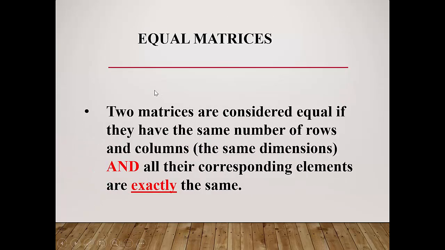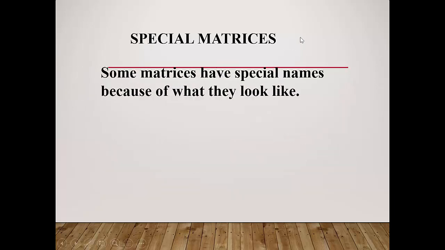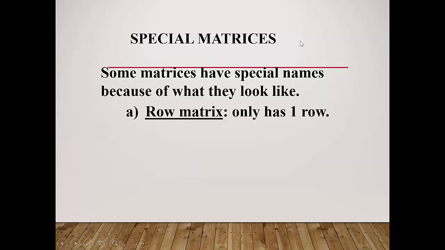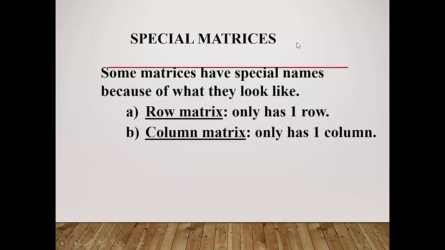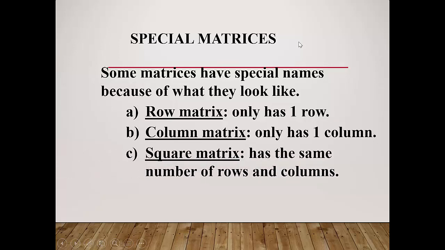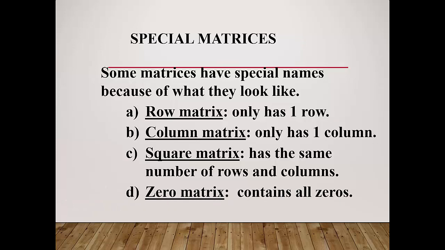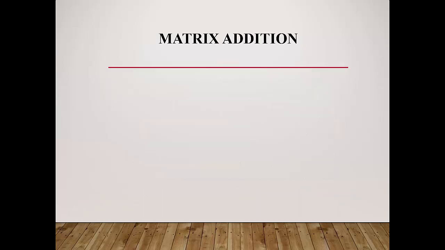An equal matrix just means it has the same number of rows and columns, and all the corresponding elements are exactly the same. So all the same numbers have to be in the same spot. If you ever see that term, that's what that means. There are also some other terms that you might come across. A row matrix just means there's only one row. A column matrix means there's one column. A square matrix means the number of rows and columns are the same. And a zero matrix just means that all the elements inside are 0.